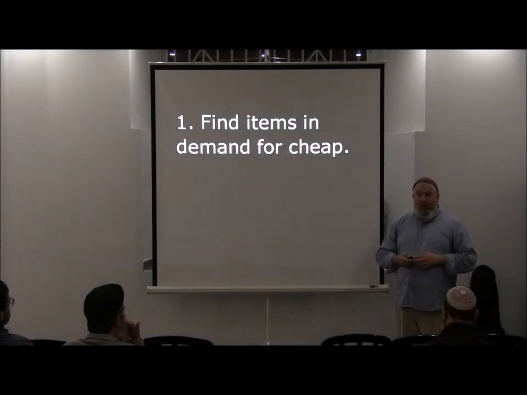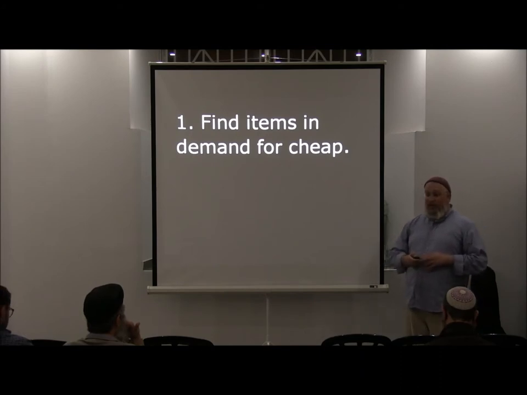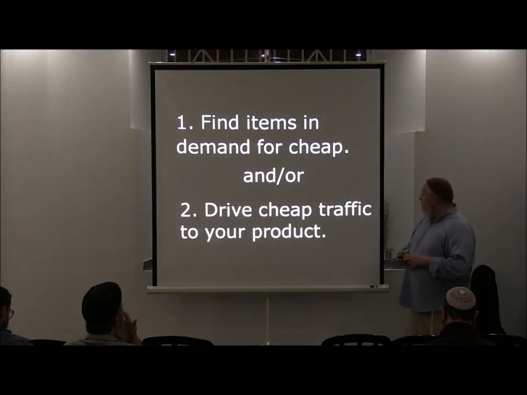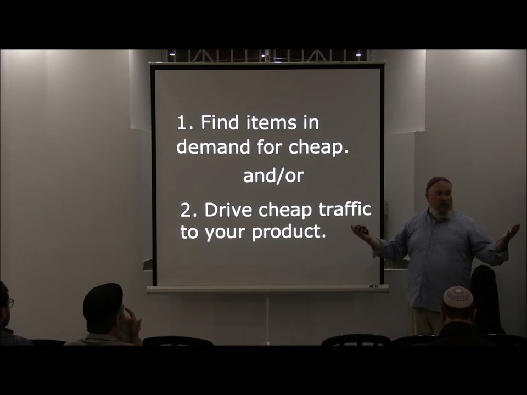Okay, we have two ways of doing it. The first is to find items in demand for cheap. And those are the toothbrush heads that I showed you before. The second is to drive cheap traffic to your product. So let's say you found a product, tennis balls. Let's say, for example, you found tennis balls on Alibaba in China. You can buy 100 for 50 cents. So you want to sell 100 tennis balls for $10 or $20, which is a great deal.